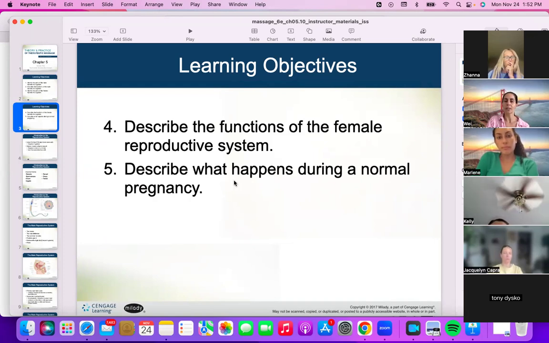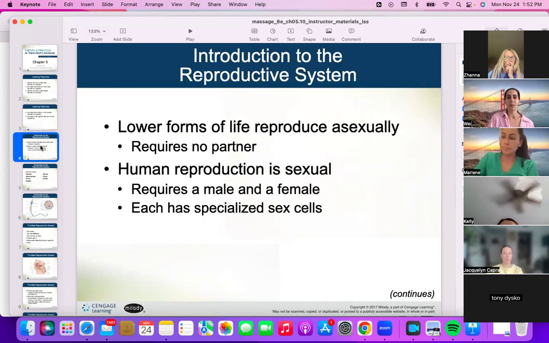And then we explore what happens and how a normal pregnancy happens and how the sperm and the egg come together to produce the baby. Now, we are sexual beings. That means it requires a male and a female, okay, to create life. And each has specialized sex cells. The males have their specialized sex cells, and the female have their specialized sex cells.